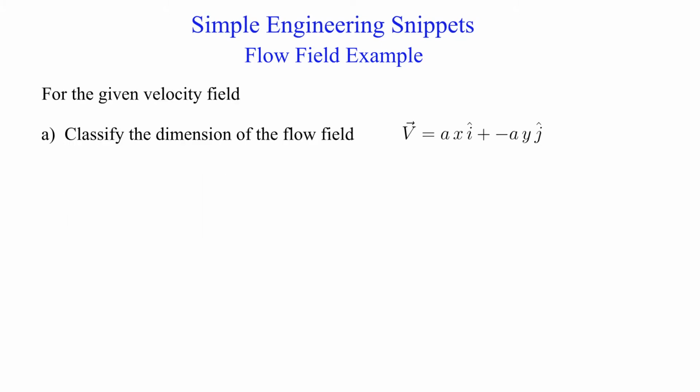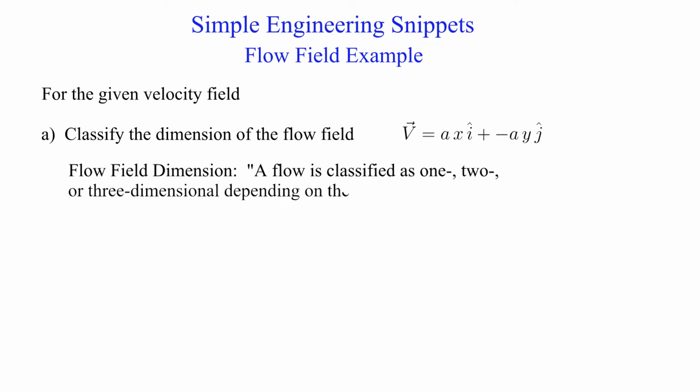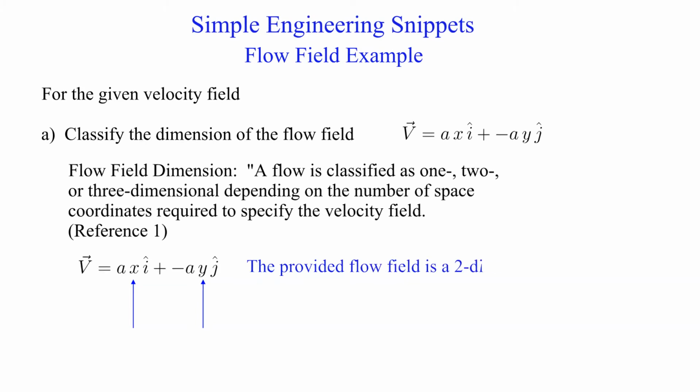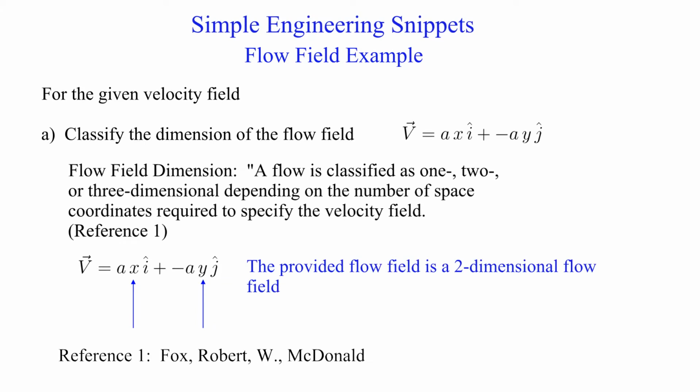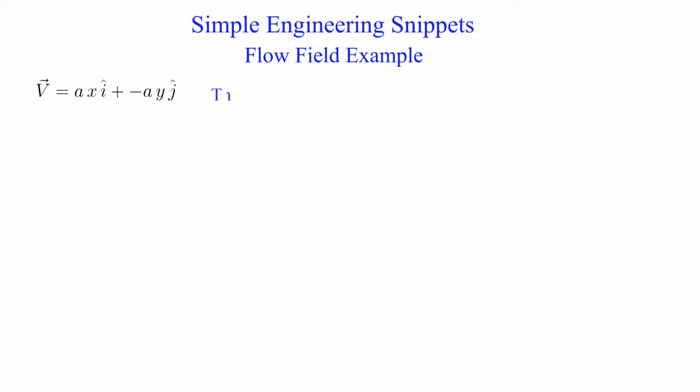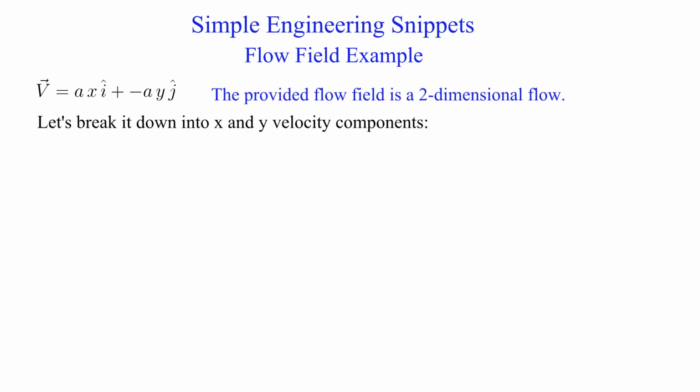Let's review what a 1D, 2D, or 3D flow field means. A flow is classified 1, 2, or 3-dimensional depending on the number of space coordinates required to specify the velocity field. There are alternative definitions that account for how fluid properties, i.e. density, vary, but the above is the most used definition. The provided flow field is a 2-dimensional flow.